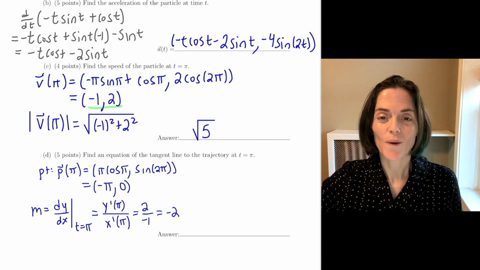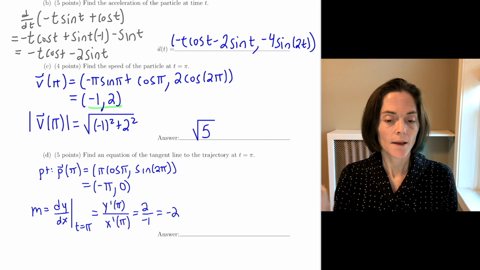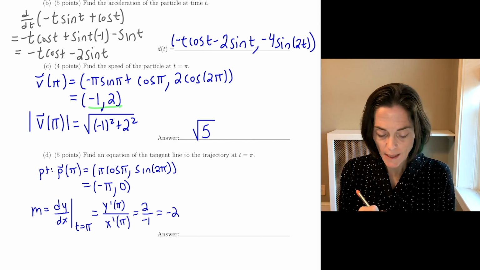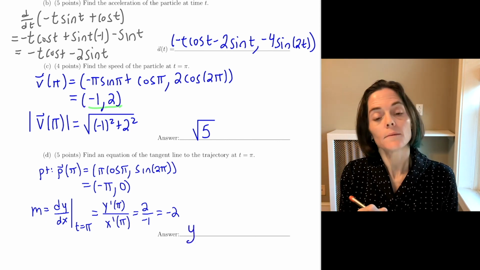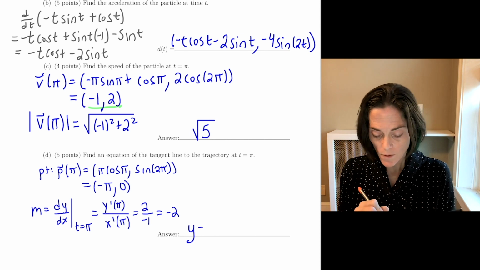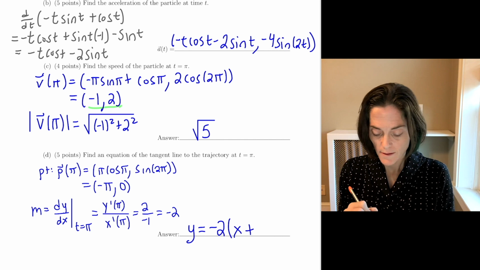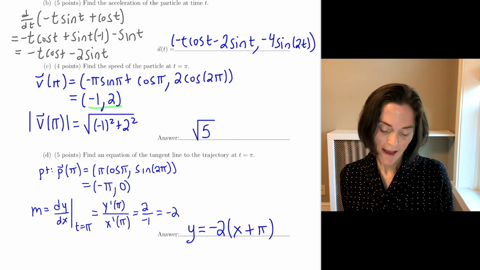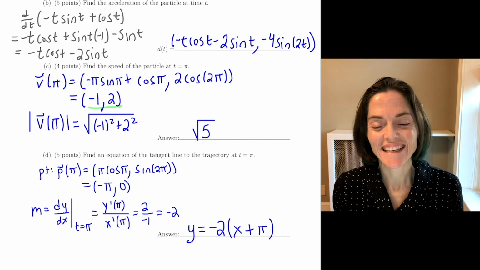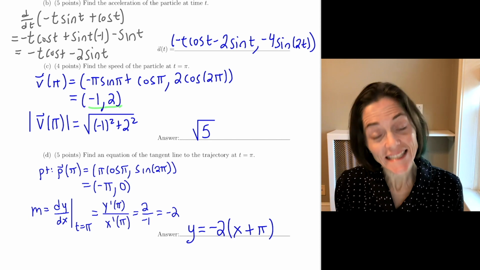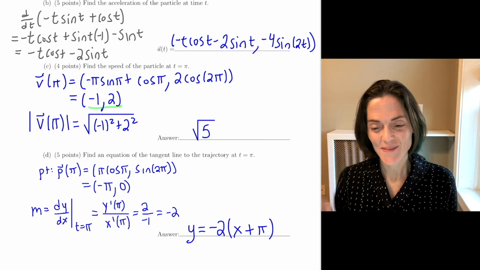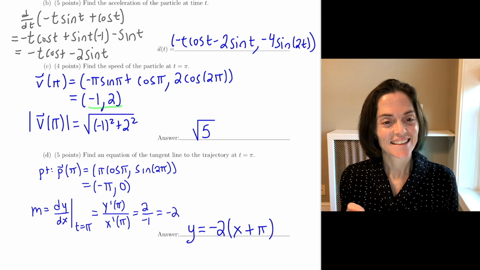Well, we have a point, we have the slope, and so we can write an equation for this line. It will be y minus 0 equals m times x minus pi, or x plus pi. And so this is it: y equals -2 times (x plus pi).